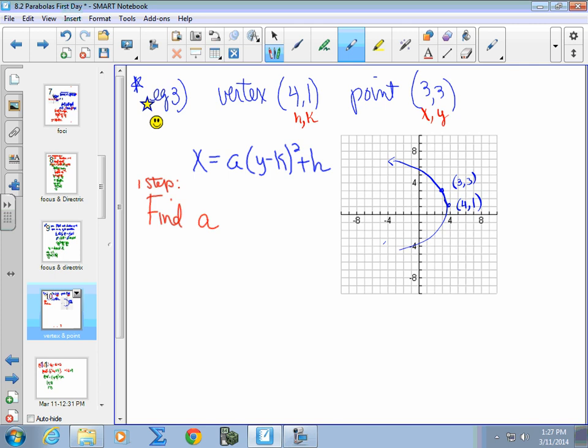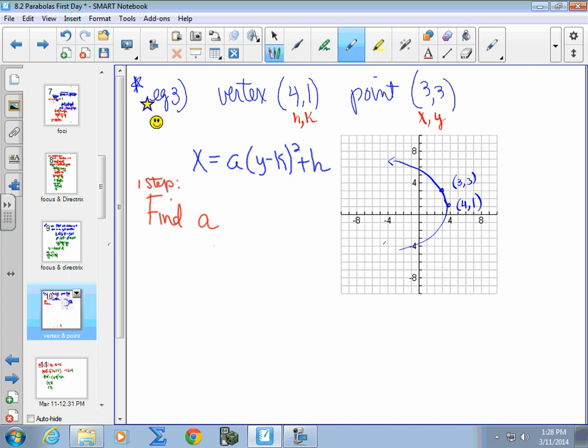Because it opens to the left, we know that A has got to be a negative number. The other thing is, we know that the form will be x equal to A times y minus k squared plus h, since it opens to the left. So we want to take our information. We know that the vertex is 4 and 1, which is h and k. We have a point on the curve, 3, 3, which is x and y. We'll take that information and plug it in the formula and solve for A.